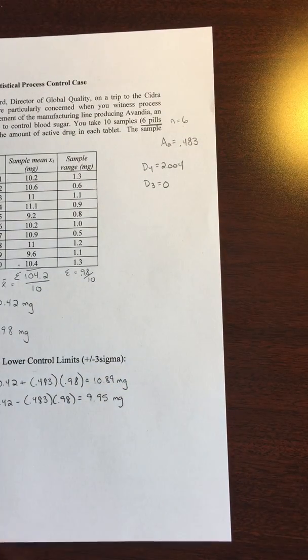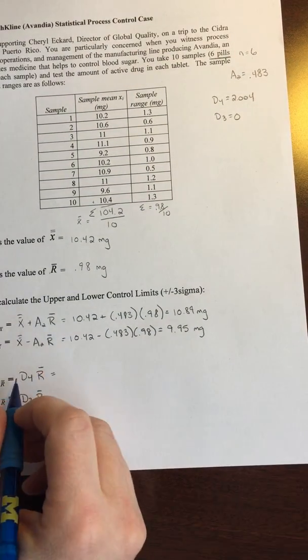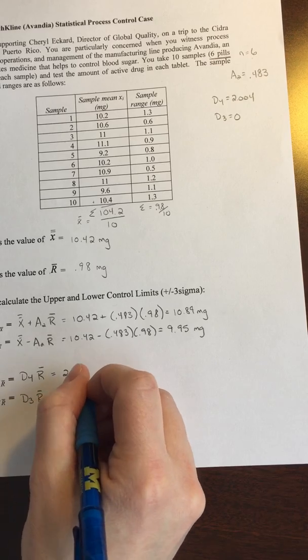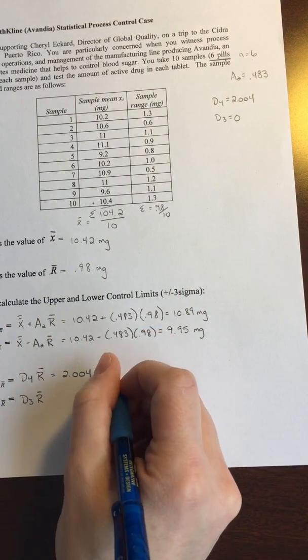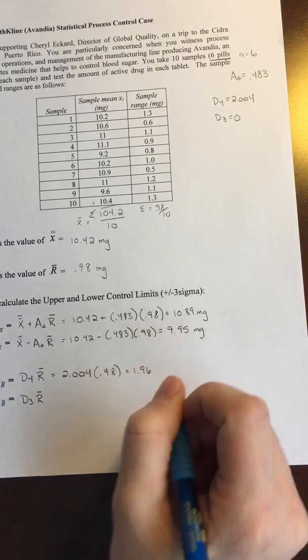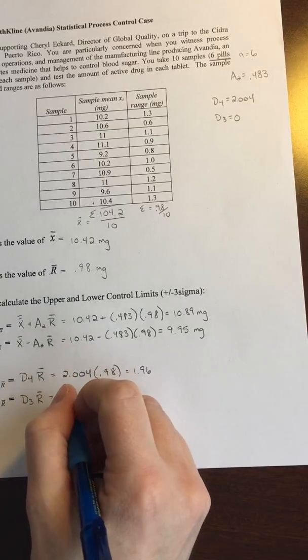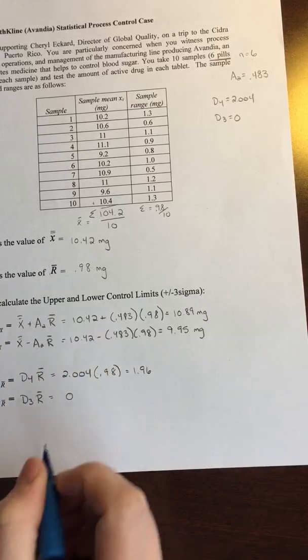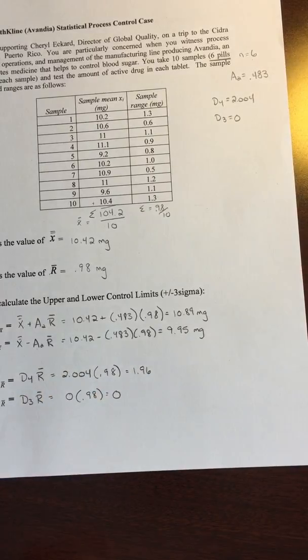Okay, so we're going to plug these back in to our equations. So D4 is going to be 2.004, all multiplied by our range, which is 0.98, which is going to give us 1.96 for our upper control limit on our R bar chart. And our lower control limit is going to be that constant, in this case, for an N of 6 is 0, all multiplied by 0.98 is going to be 0.